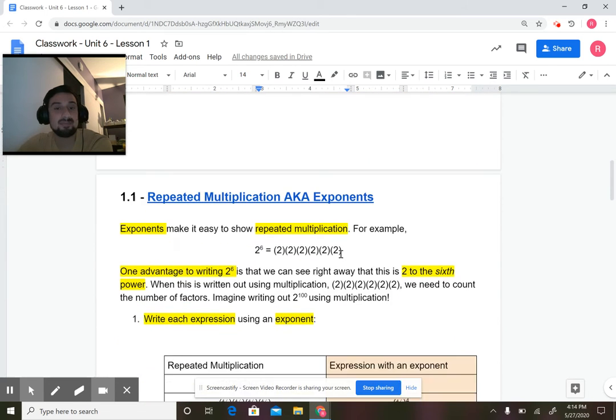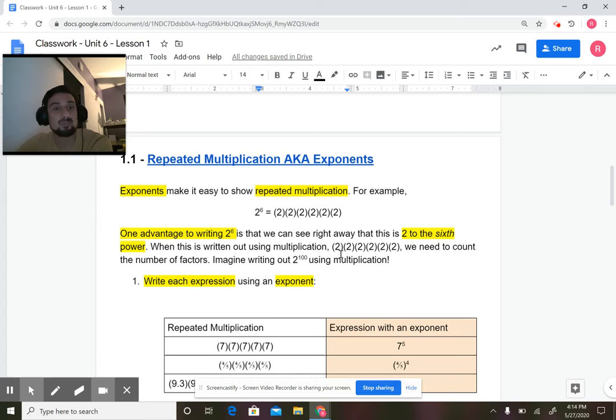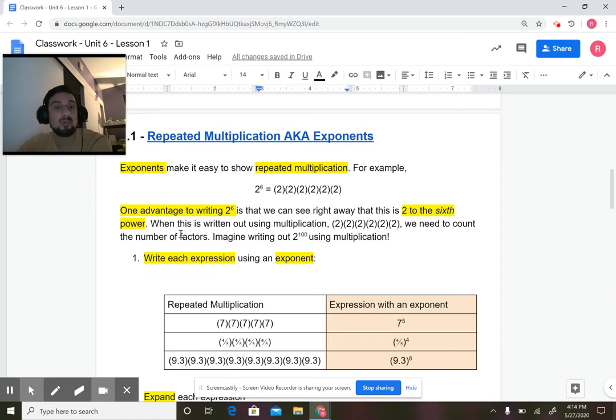So now today's lesson is going to be about exponents. In general, exponents make it easy to show repeated multiplication. For example, 2 to the 6th is 2 times 2 times 2 times 2 times 2 times 2. One advantage to writing 2 to the 6th is that we can see right away that this is 2 to the 6th power. When this is written out using multiplication, we need to count the number of factors. Imagine writing 2 to the 100th using multiplication, right? So we use an exponent or a power to rewrite repeated multiplication so it's smaller, easier to see.